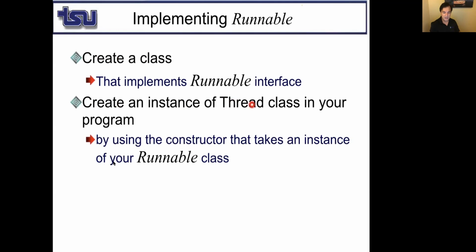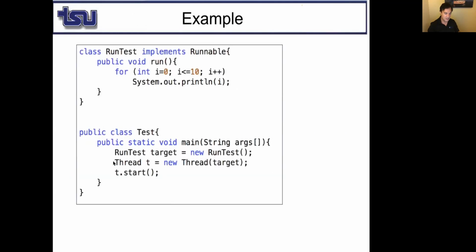Create an instance of Thread class in your program by using the constructor that takes an instance of your Runnable class. Here, first I create an instance of my runTest. Since runTest implements Runnable, a subclass object is a superclass object. A grad student is a student. A Honda is a car. Never forget that. A runTest is Runnable. Therefore, when I create a target object, which is type of runTest, actually target is Runnable as well.